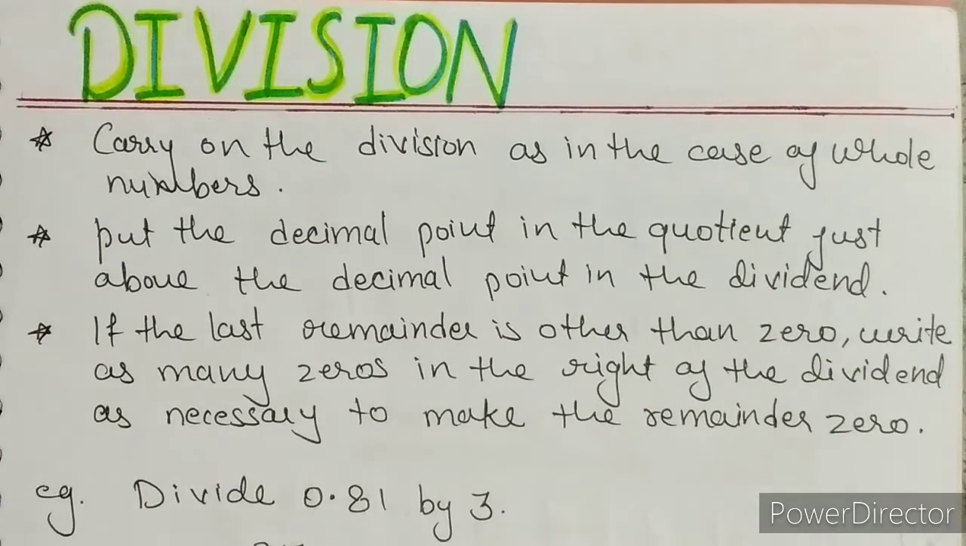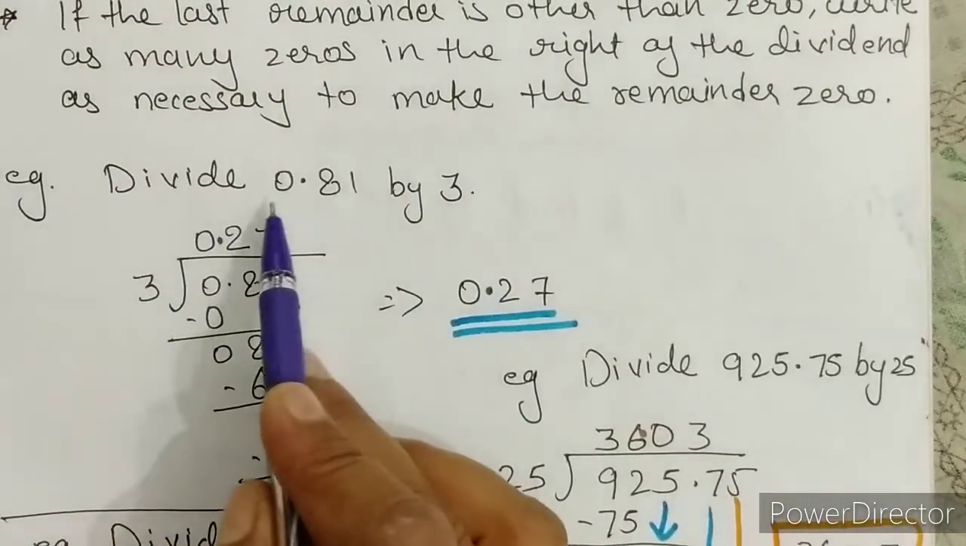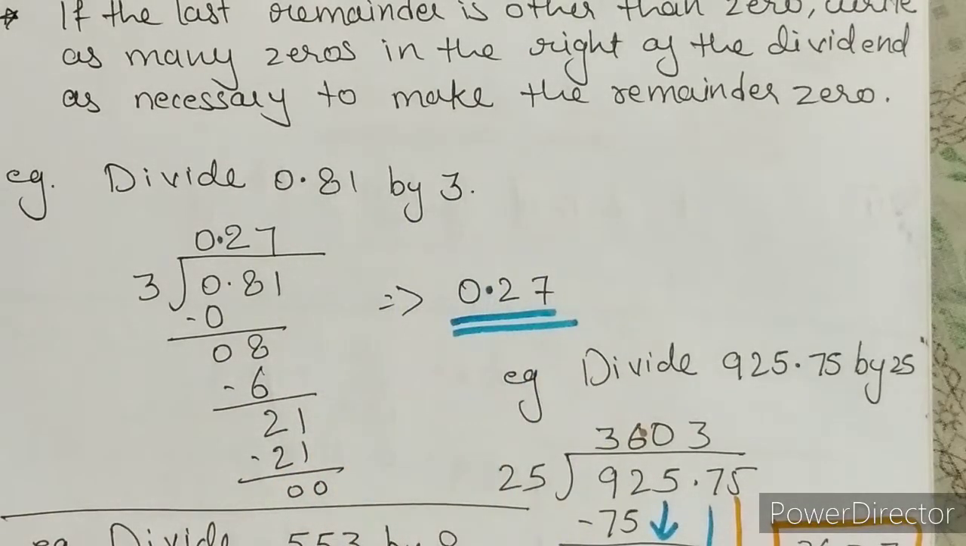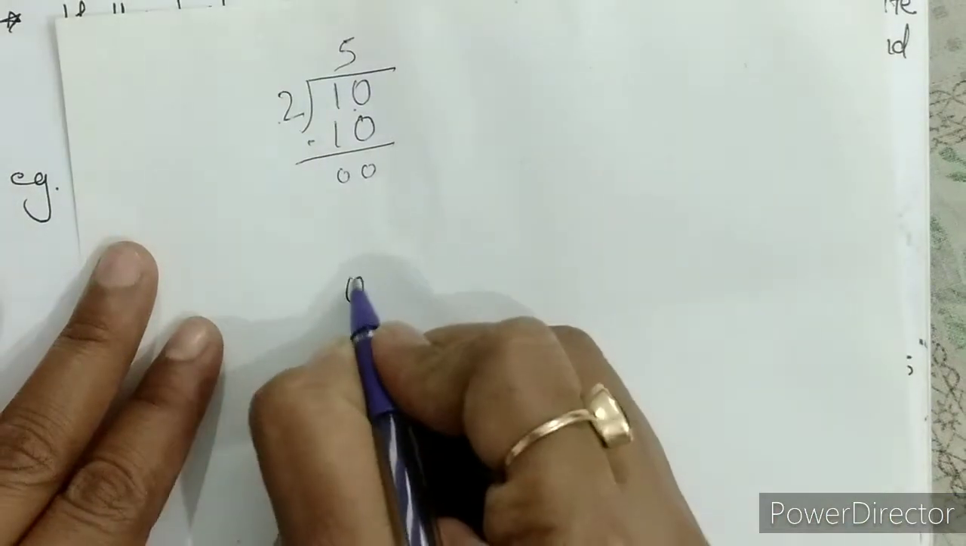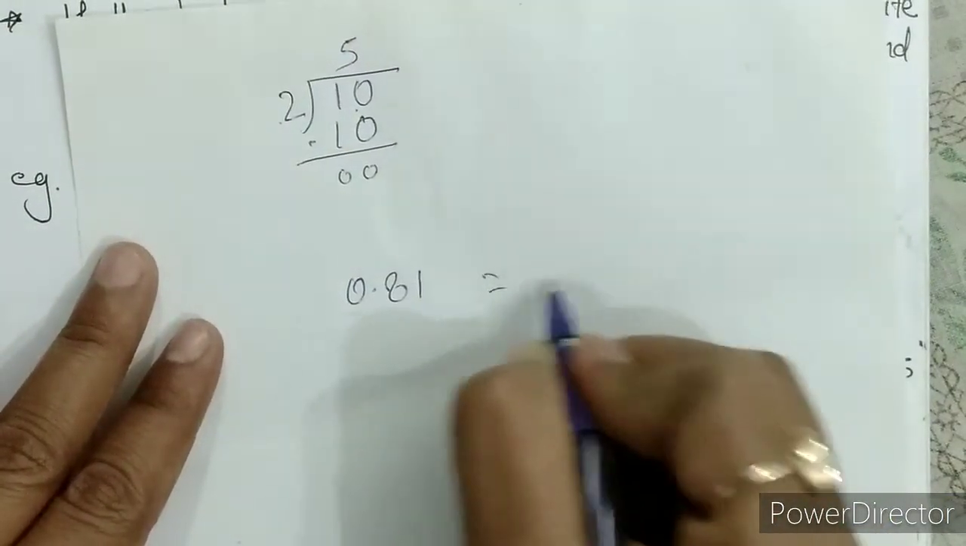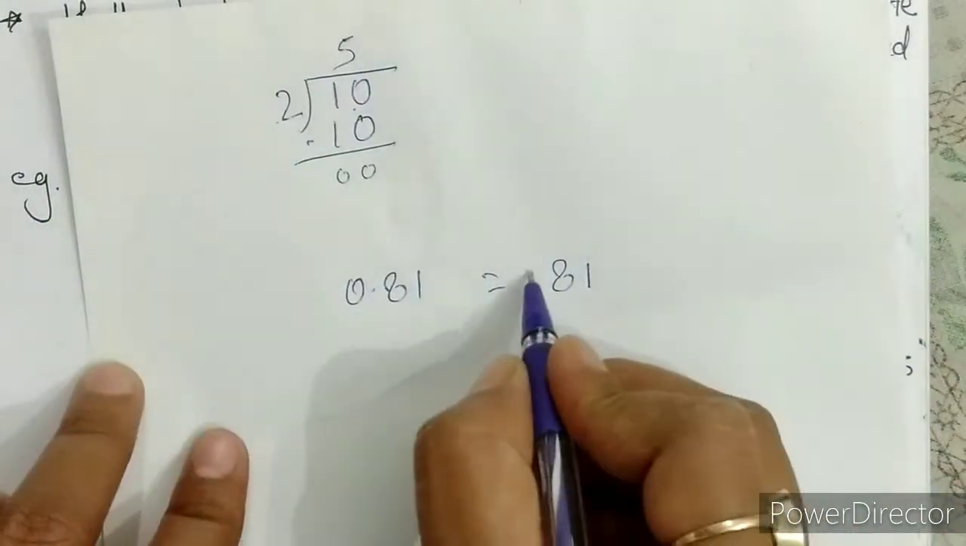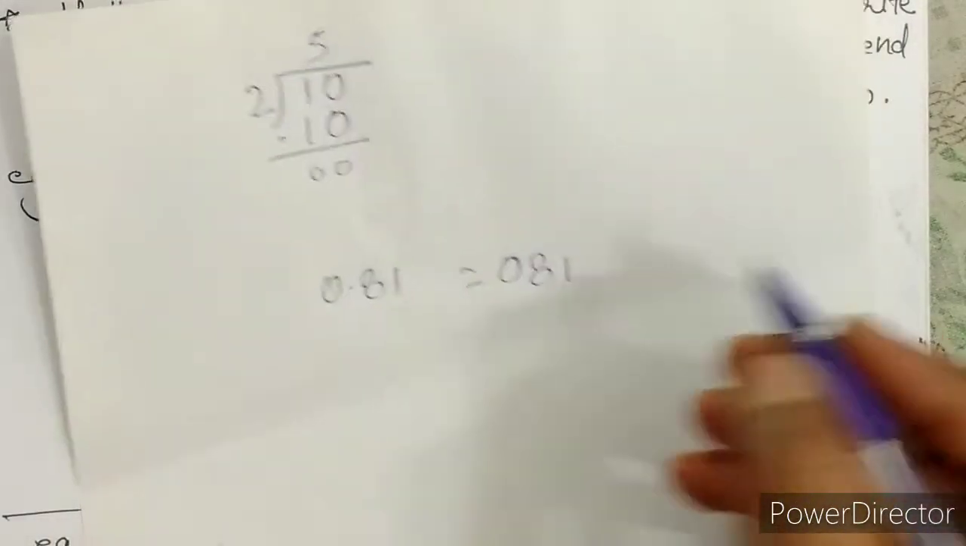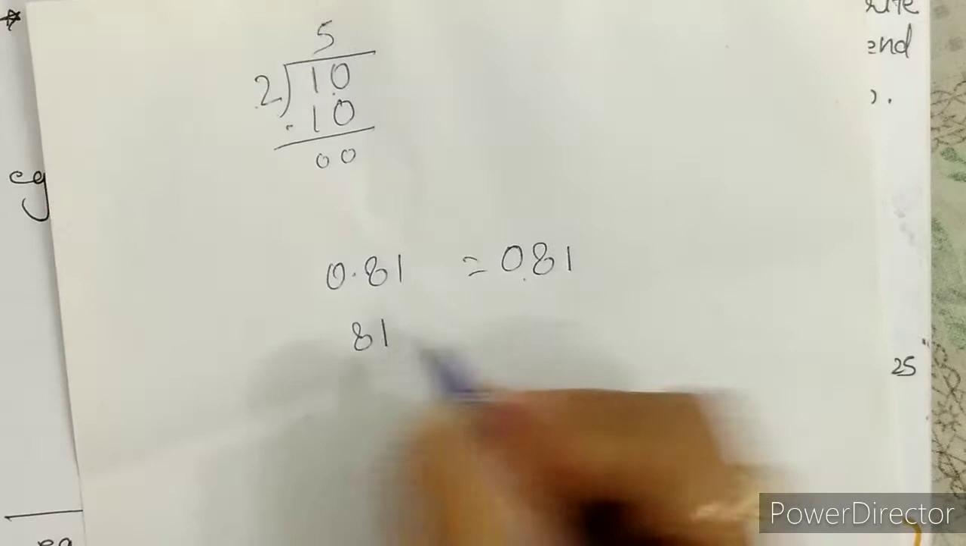For example, divide 0.81 by 3. You forget about the decimal. You consider it as only 81. 0.81, you consider only 81, because here is 0 and there is no meaning of 0 here. So consider it only 81.